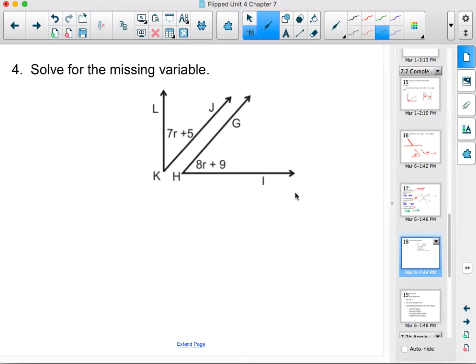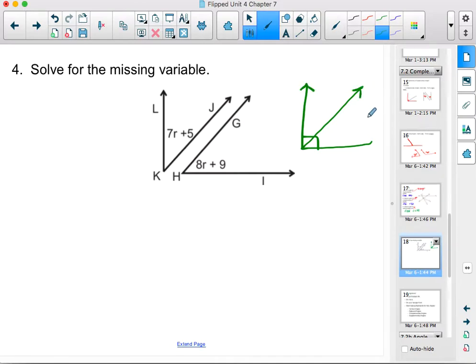Number 4, this is the last problem that we're going to do together, and I'm just going to help you get started on this. You'll finish it tonight for your assignment. If you take a look at these two angles, this angle here and this angle here, if we put those two angles together, we can see that they are going to fit together and make a right angle. So we can say that those two angles are complementary.